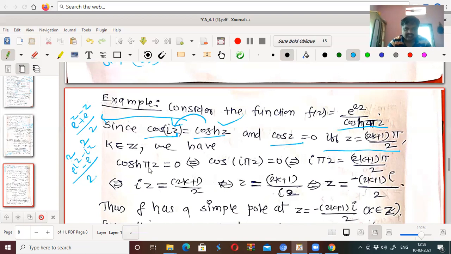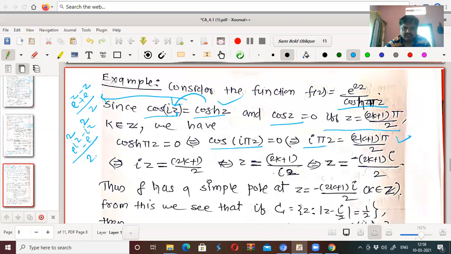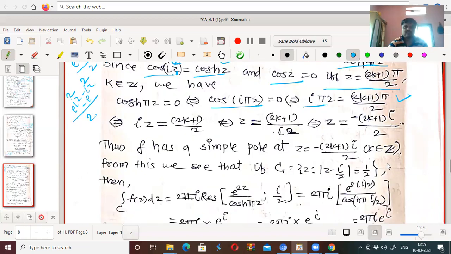So cos h pi z is 0 if and only if cos i pi z is 0. This is if and only if i pi z is an odd multiple of pi by 2. This is if and only if iz is equal to 2k plus 1 by 2, because pi cancels. That is z equal to 2k plus 1 divided by 2i. Multiplying and dividing by i, this can be written as z equal to minus of 2k plus 1 i by 2. Thus f has a simple pole at z equal to minus 2k plus 1 i by 2.